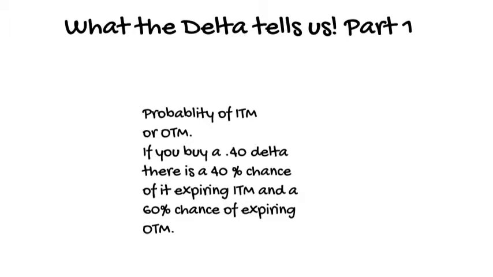You've got to know the Greeks. You've got to know them, not just know what they do, but how to understand them. So, the first thing we're going to talk about is the delta. The delta is almost the most important one because we know it's the first derivative of the option price.